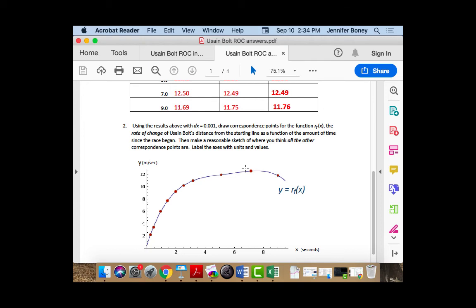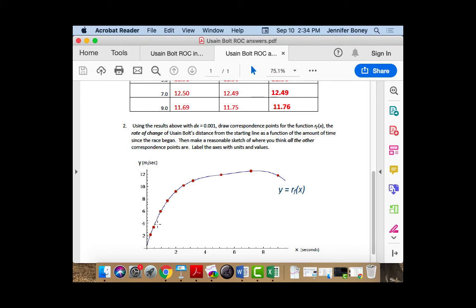And we didn't calculate values everywhere because that would take the rest of the year to do every 1,000th of a second throughout the whole race. But we can kind of guess that, well, in order for his speed to have gotten from 2 something to 3 something, it must have passed all the numbers in between, because he's not teleporting.